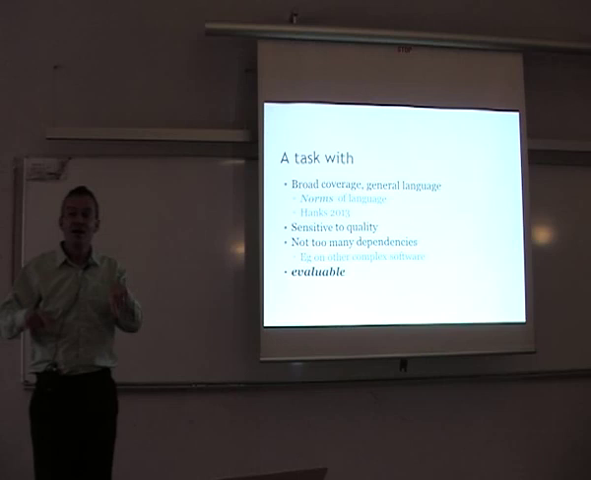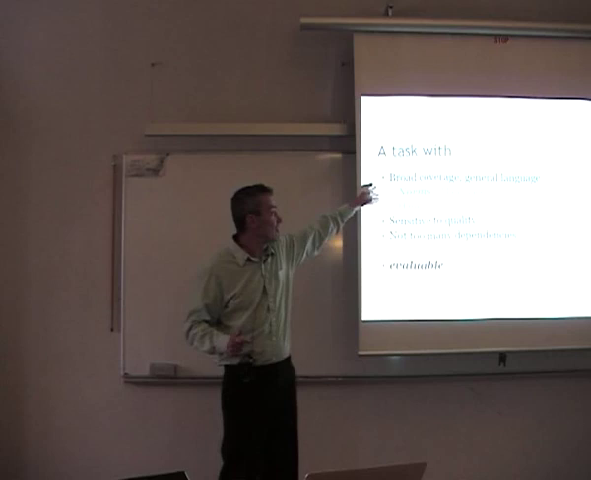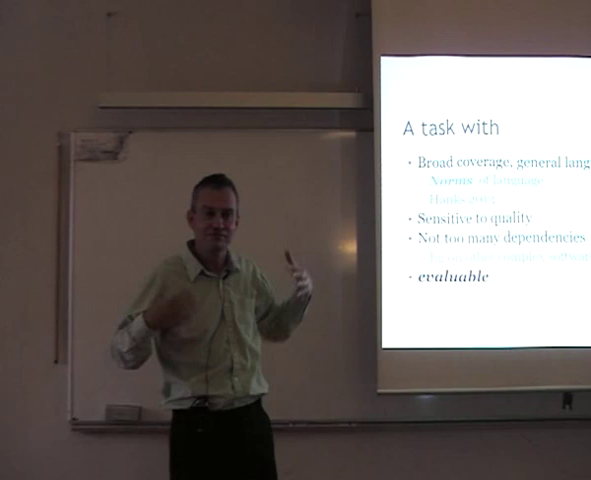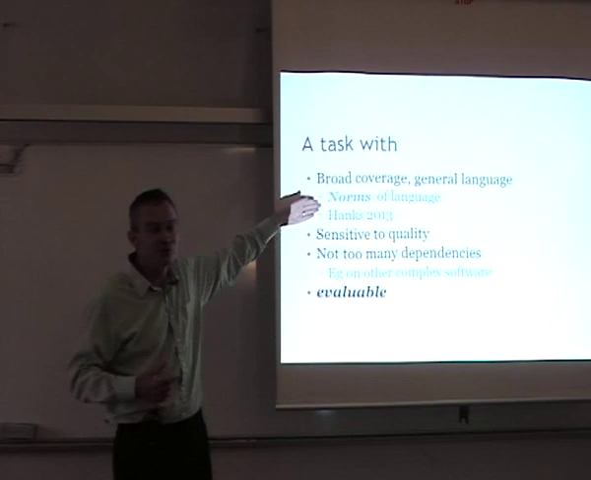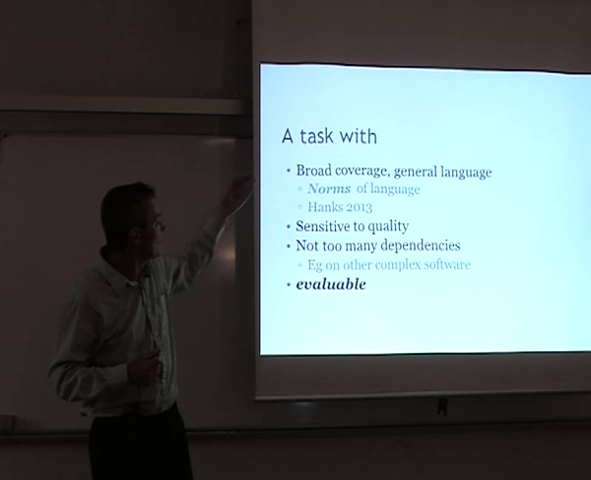Evaluate a corpus by seeing how good it is for some task. The next question is what task might be suitable. We'd like a broad-coverage task for general language, as Patrick Hanks's recent book gives a good theory of why we always need to be thinking about the norms of the language, the full set of norms of the language. That's what we as linguists should be addressing. It needs to be sensitive to the quality of the corpus. We'd like it to have not too many dependencies.